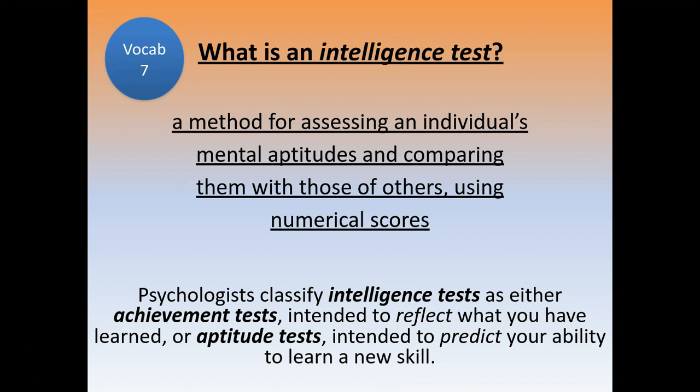So an achievement test, okay, later in May you're going to be taking the AP exam. That's an achievement test. It's supposed to test what you have learned in this class. An aptitude test is intended to predict your ability to learn a new skill. So you might take the ASVAB test, which is the military aptitude test, and it's going to give them an idea of what you might be able to handle in the future when you take a job in the military.